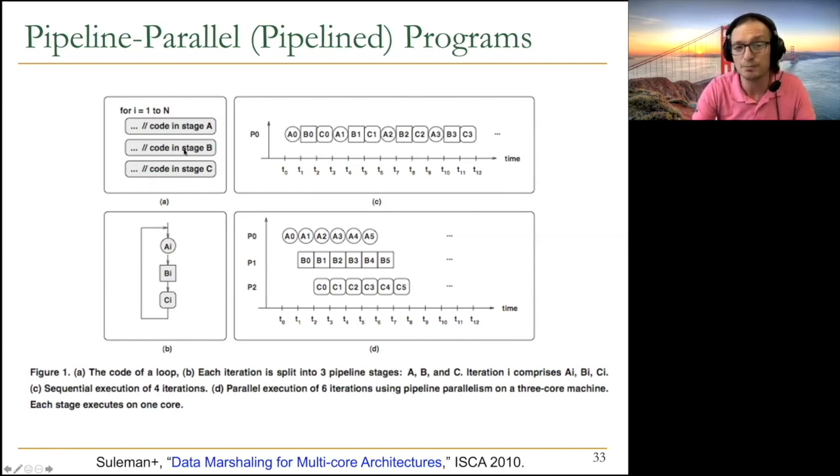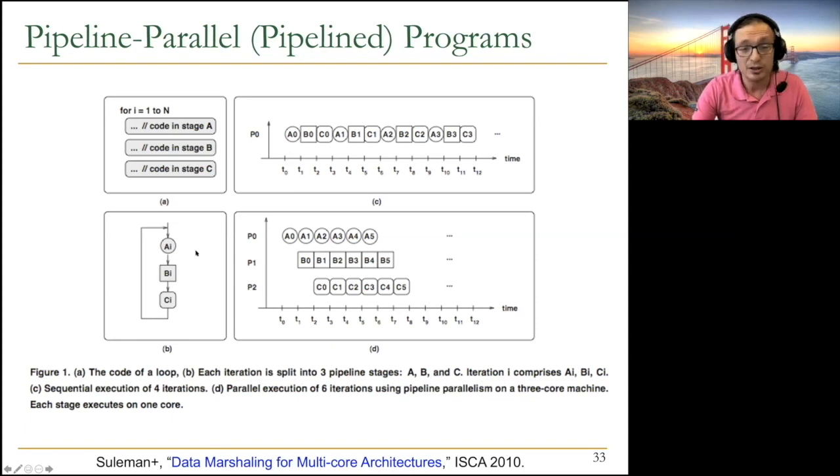So this is an inner loop. You have A, B, C. Normally, you may not be able to parallelize it, because you have some dependencies between B and A, and C and B, for example. So there's some data flow that goes from A to B and B to C. And normally, if you execute in a single processor, that looks like this, clearly sequential.